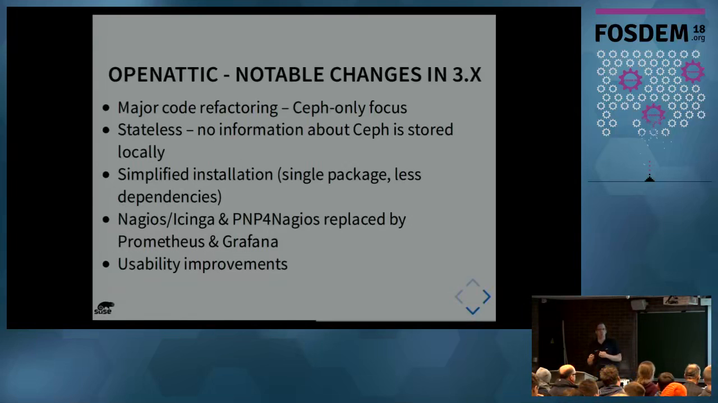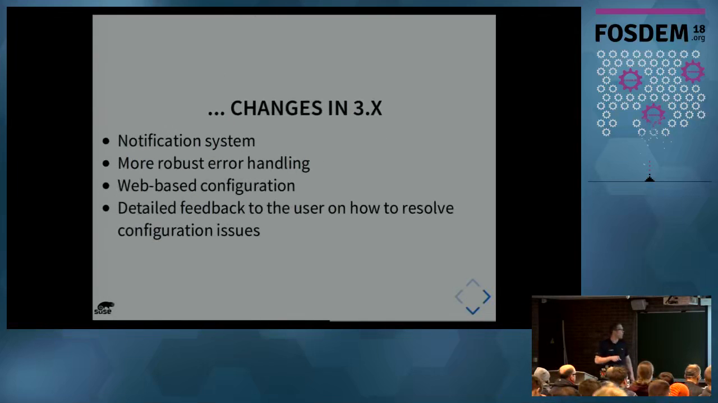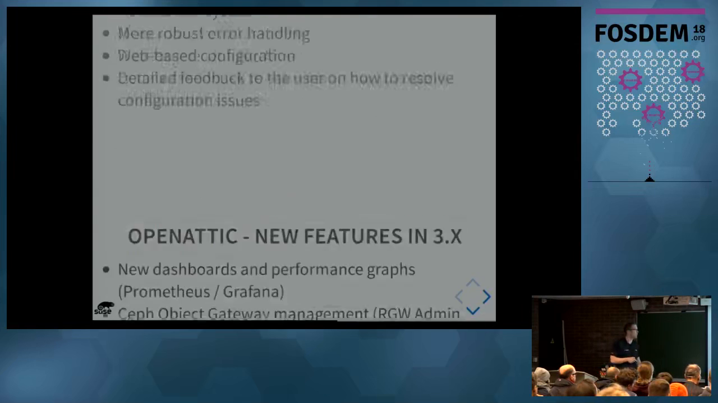A really important thing, already noticeable on the web UI, is that we removed the monitoring based on Nagios and PNP for Nagios, which was something more, I would say, from the year 2000, and now it's 2018. So we replaced it with Prometheus and Grafana. We also added a bunch of more things like notifications and more robust error handling. I will show you later in the live demo. I guess that makes more sense.